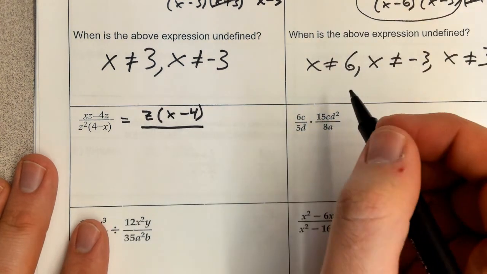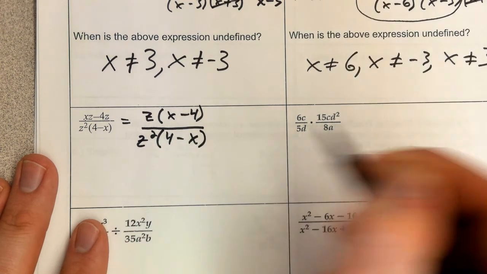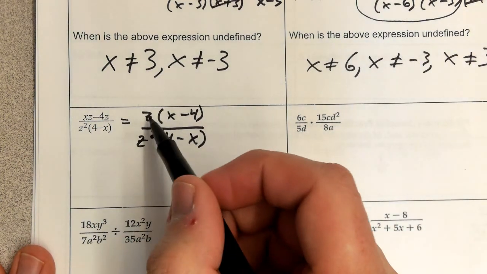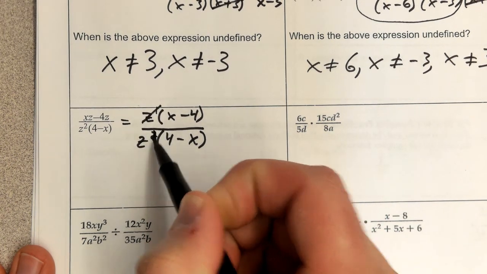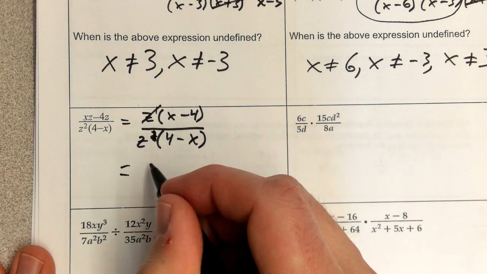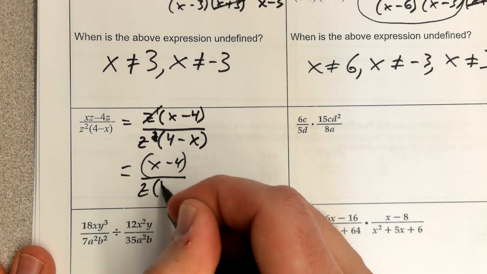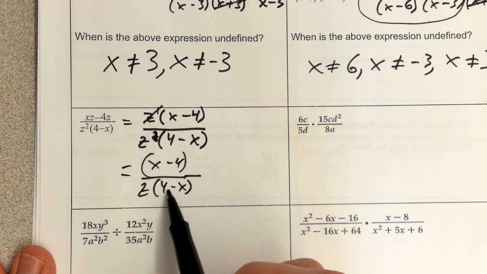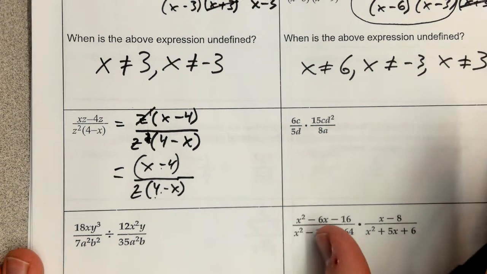This is all going to be divided by z squared times 4 minus x. All right. Now, z to the 1 over z squared, one of these z's is going to simplify. I'll be left with just z to the 1. So I get x minus 4 over z times 4 minus x. These are not quite the same. Okay, so they do not simplify. So we'll just leave our answer there.